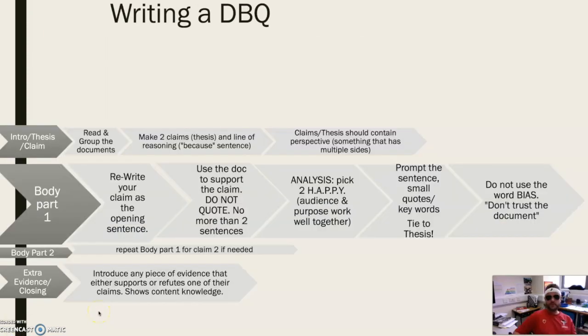All right, guys, this should be a quick video, but I do want to touch base on the last 2 points of the DBQ rubric real quick. So we've talked about intro, thesis, claim. We've talked about the body, evidence, and analysis, part 1 and 2. So now we're going to look at the extra evidence, closing, and then we're also going to talk about complexity, the ever-elusive complexity. First, though, let's look at the extra evidence.